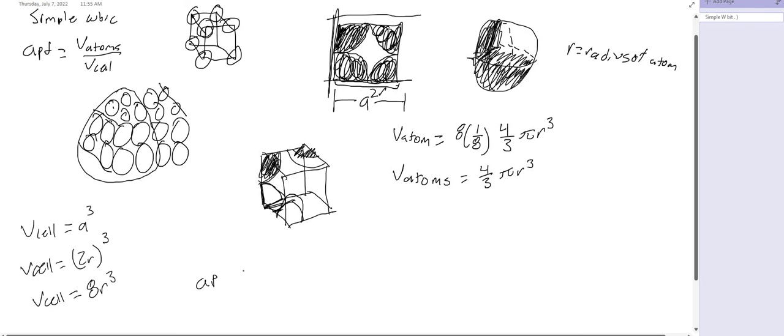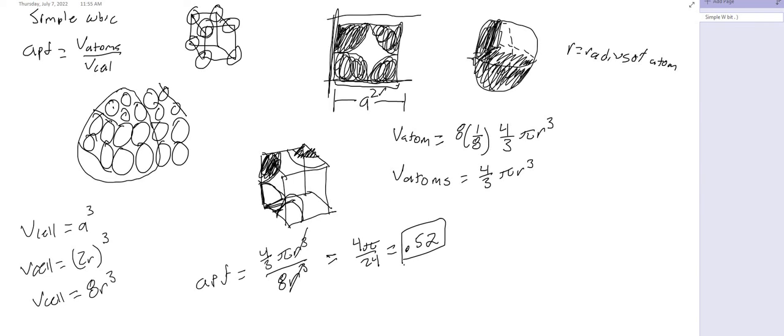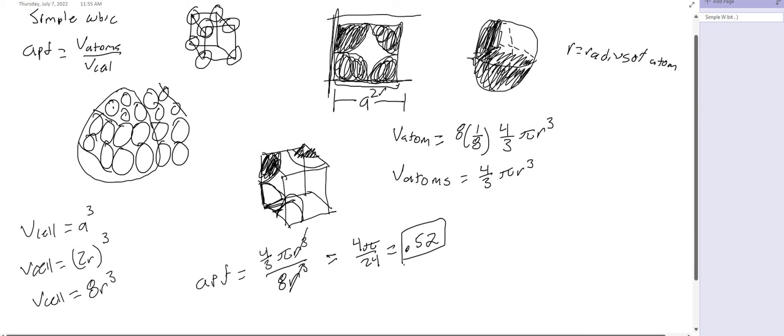So APF can equal 4/3 pi r cubed divided by 8r cubed. r's cancel out, and we're left with 4 pi over 24, which is going to equal 0.52. And that's the atomic packing factor of simple cubic. So in this simple cubic arrangement, this means that 52% of the volume of the cell is occupied by atoms.